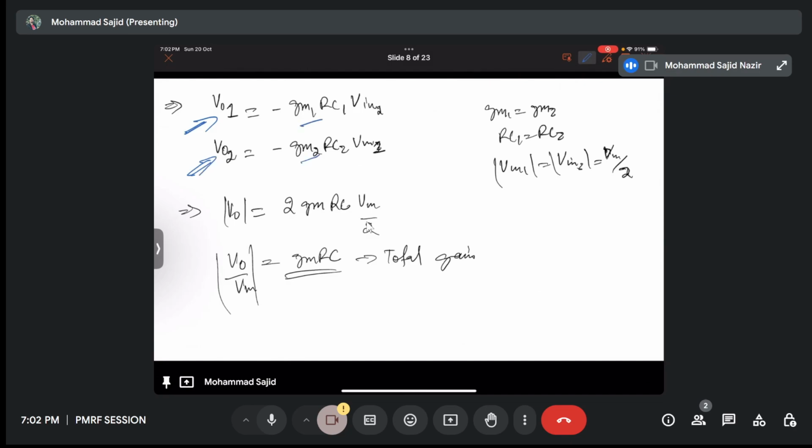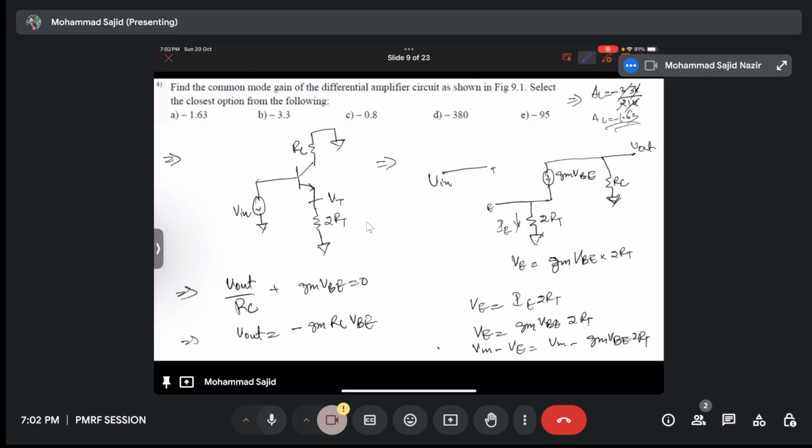So GM are equal, RC1 and RC2 are equal, so V0 is GMRC times Vn, and Vn is Vn by 2 in the differential mode, so the 2s cancel, and it will be GMRC, similar to the individual ones. Find the common mode gain.